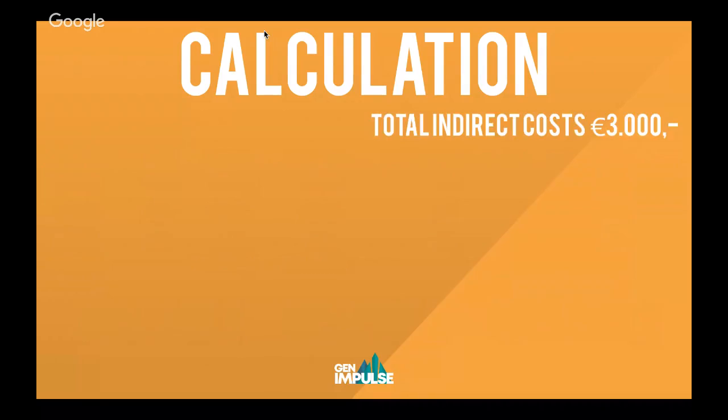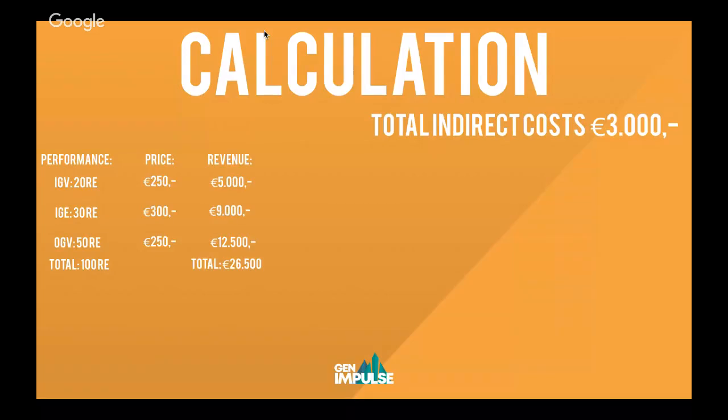So again, total indirect cost 3,000 euros, but this time, due to the investment, OGV is rising from 10 to 50. Right now it's 50% of total realizations. Price stayed the same, but in revenue, OGV almost takes 50% of the total, and the other ones stay equal. So the other two will definitely decrease in the percentage they should take, and it's almost half of what OGV should take.